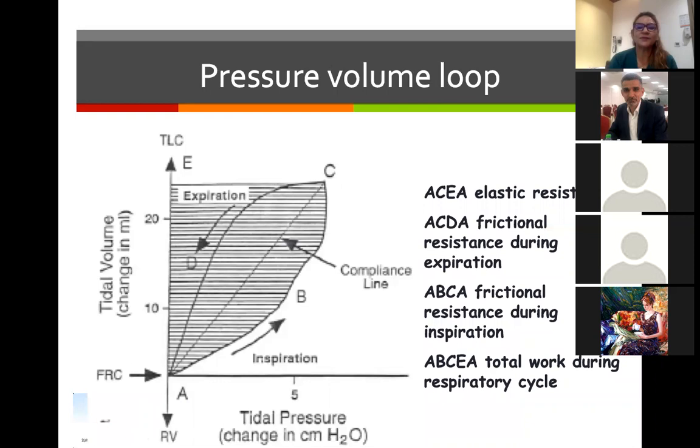When we look at the PV loop, if you see this A, B, C, A, this is the frictional resistance during inspiration. A, C, D, A is the frictional resistance during expiration. And A, C, E, A is the elastic resistance. A, B, C, A all is the total work of the respiratory cycle.